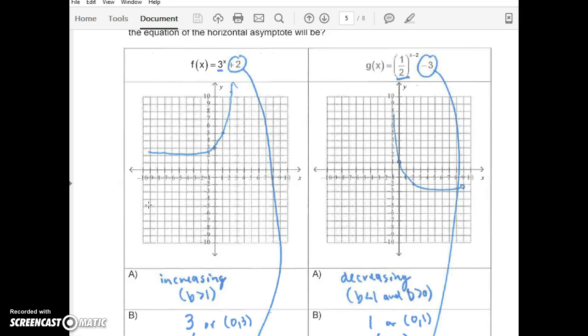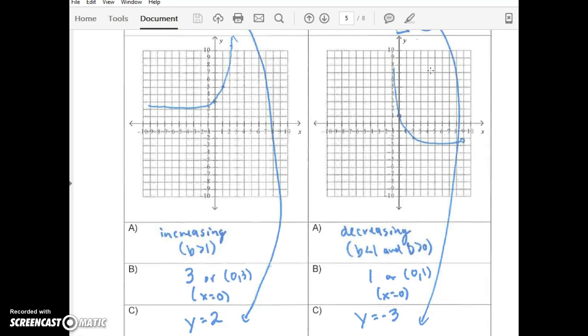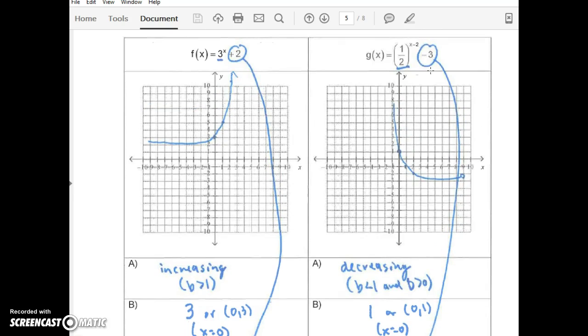Well, the easy way to find that is just this number right here. 2 and -3. So our equation for the horizontal asymptote is y equals 2 and y equals -3 for those particular ones. If there is no number there, then the graph has a horizontal asymptote of y equals 0.